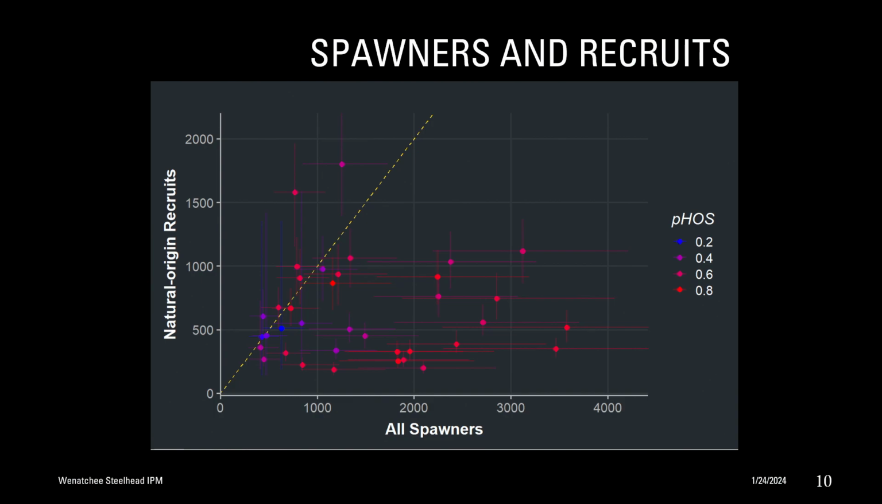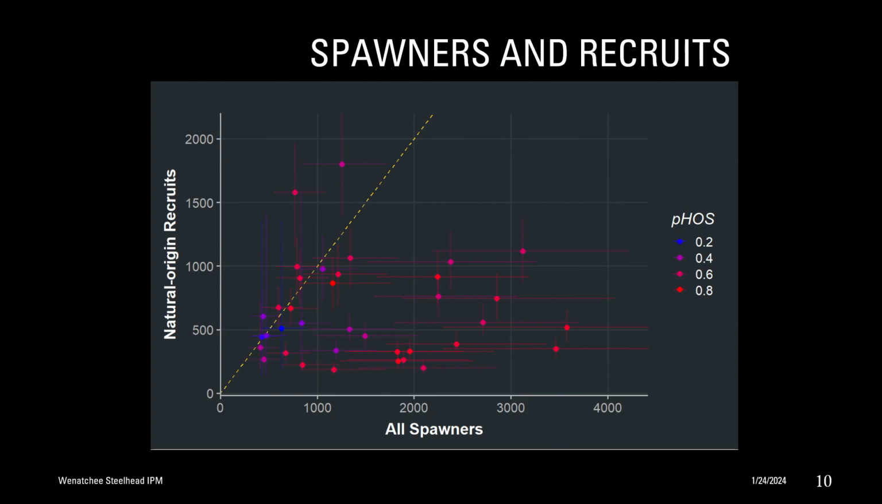Here, each dot represents spawners and recruits for a single brood year, with error bars around it reflecting the uncertainty in those estimates. The horizontal replacement line from the previous plot shows up as a diagonal line on this plot, and years with good recruitment should be above and to the left of the line.